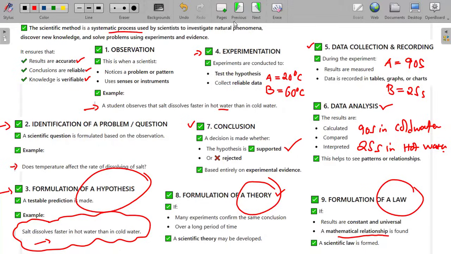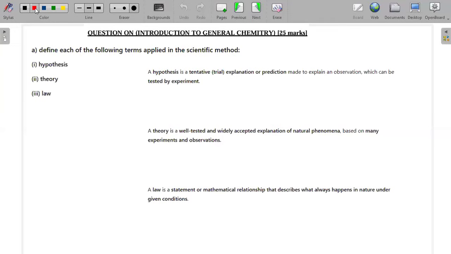Okay, if there are no questions, we can go back now and answer this question after we've known what the scientific method is. Here they're saying define each of the following terms applied in scientific method. So hypothesis: this is just a tentative explanation or a prediction made to explain an observation, which can be tested by experiments. And we saw an example there of the salt dissolving fast in water. Then what is a law? I mean, a theory.